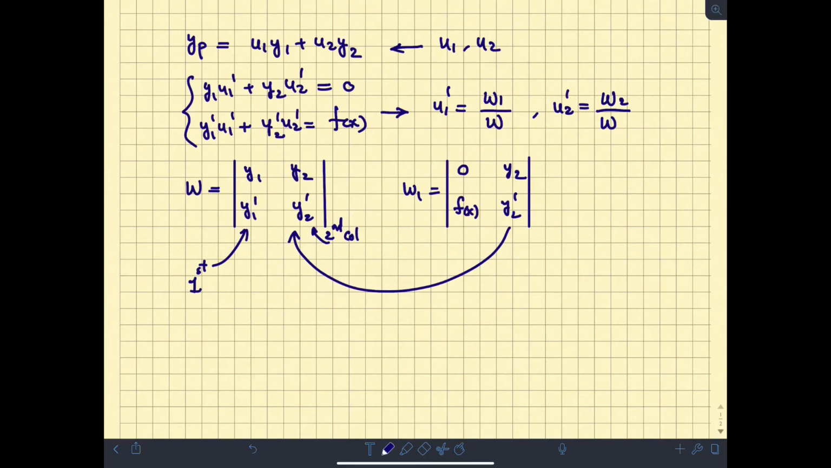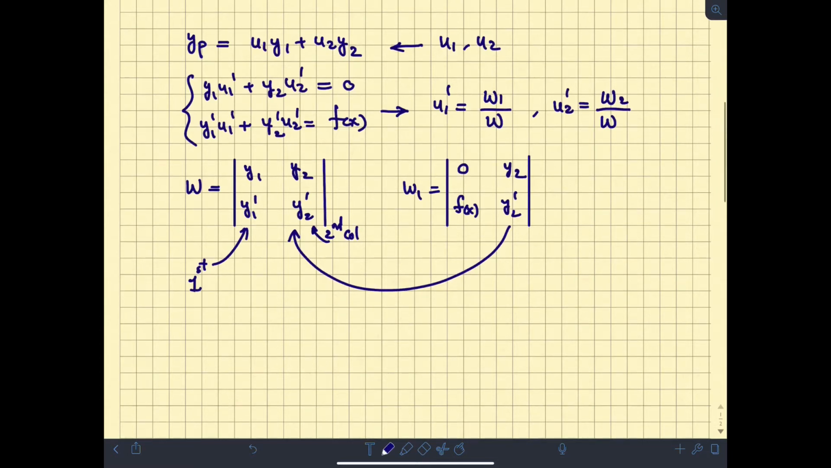Now, if this was a 3 by 3, so in other words, you'd have three solutions. It's a third order differential equation. Then you'd have written this as 0, 0, f of x. So all your entries in the first column take a 0 except the last one, depending on the dimension of the matrix. And then obviously your w2 would be, since it's a w2, we're going to keep the first column intact, which is y1 and y1 prime. And then we'll replace the second column with 0 and f of x. And that becomes the solution for your u1 prime and u2 prime.